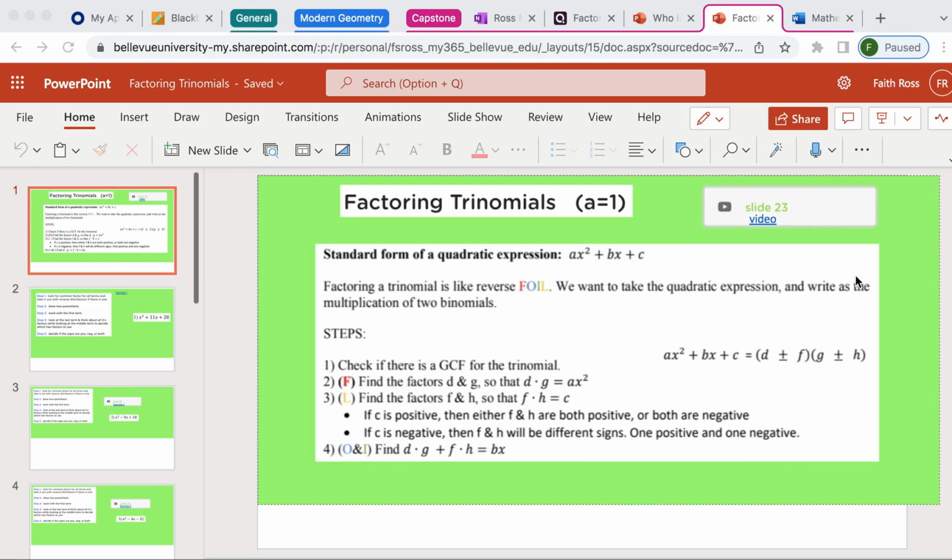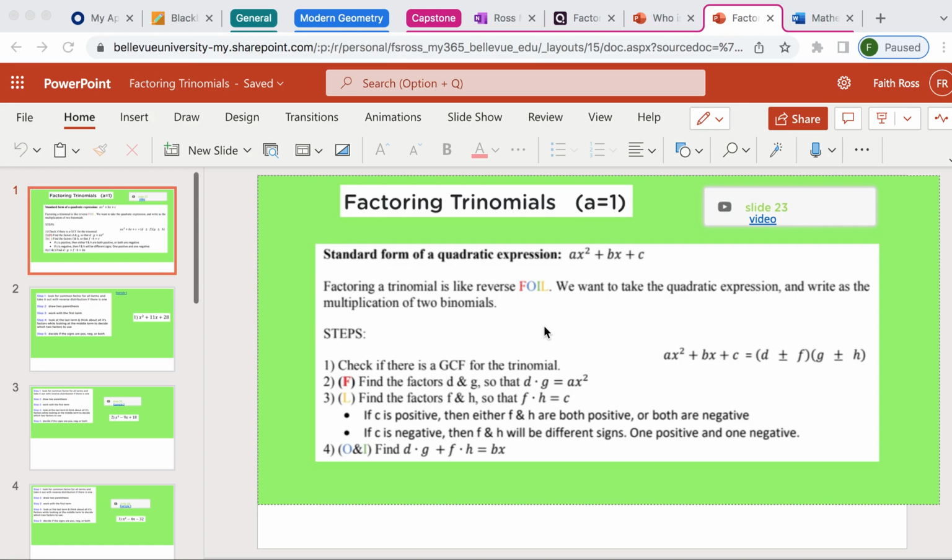Okay, so now that we have finished the warm-up, we're going to go straight into our notes. What we're going to be doing is factoring trinomials, and you have learned to take out the GCF of a binomial and a trinomial. So when factoring trinomials, the first step is to make sure that our a value is 1. So this a value is going to be 1, or just x squared, or whatever variable it is, squared. When factoring trinomials, it's a lot like reverse FOILing.